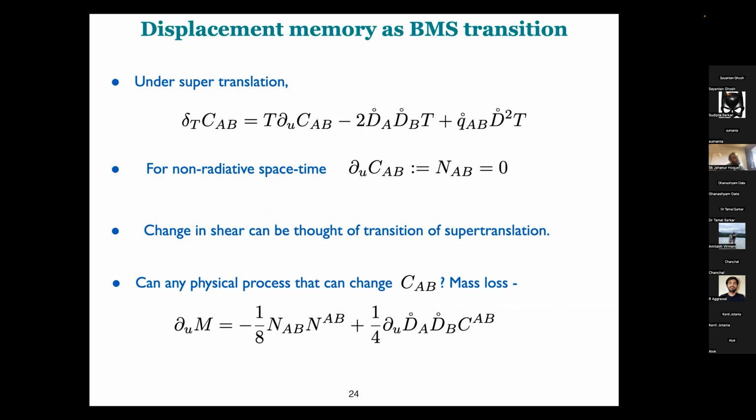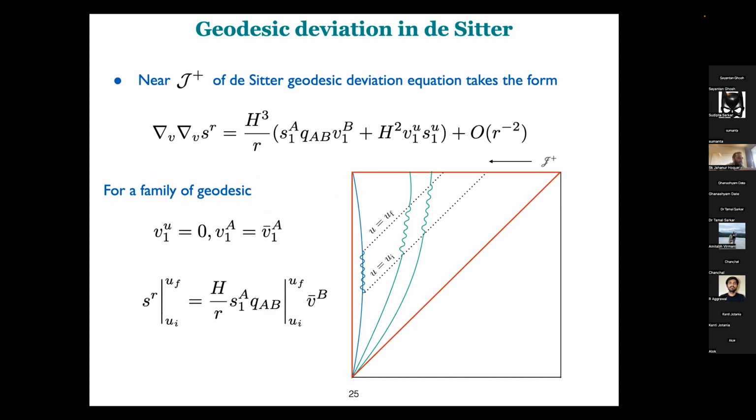So here is the expression for QAB. The green lines are the timelike geodesics in de Sitter. The blue wiggly line is some gravitating source which is emitting gravitational waves between u_i and u_f. Then you measure the geodesic deviation from u_i to u_f. You can see that this is proportional only to the QAB metric, only the boundary metric on scri, because previously I explained that QAB is nothing but your initial boundary data on scri.